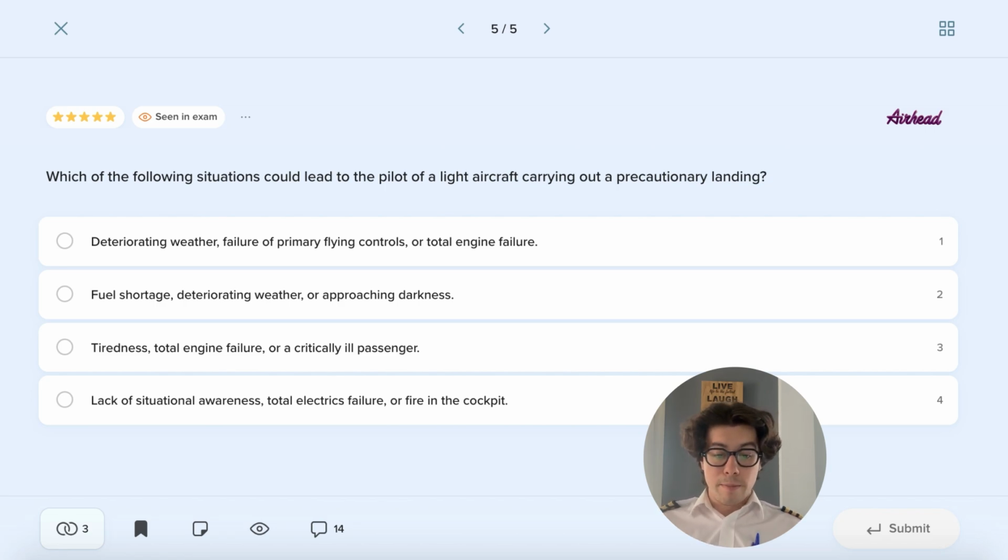So in this case, the precautionary landing will be determined by, whether failure of primary controls. Well, you don't really have a choice in that case. Fuel shortage, deteriorating weather, or approaching darkness, yes, as there is nothing wrong happening just yet, but it's better to be on the ground than in the air. Of course, total engine failure would be considered a forced landing, and total electric failure or fire also doesn't give you a choice. So for this, remember, precautionary landing is you are making a choice to land. A forced landing, you are forced to land.